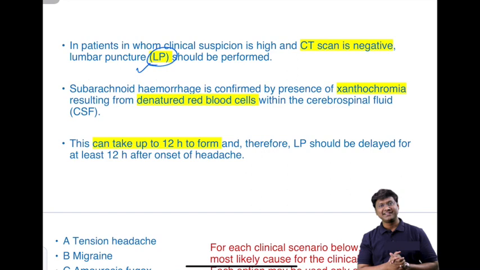What will you find in the lumbar puncture? Subarachnoid hemorrhage is confirmed by the presence of xanthochromia. Xanthochromia results from denatured RBCs mixed with the cerebrospinal fluid. For the development of xanthochromia, it will take almost 12 hours. Therefore, lumbar puncture should be delayed for at least 12 hours after the onset of headache. This is a very important point regarding subarachnoid hemorrhage.